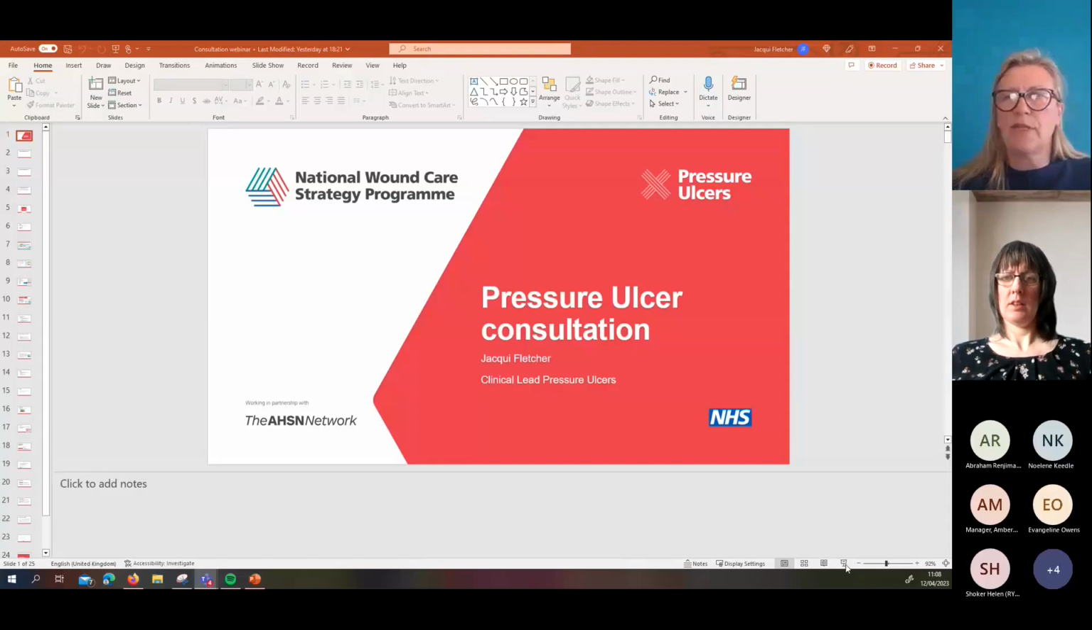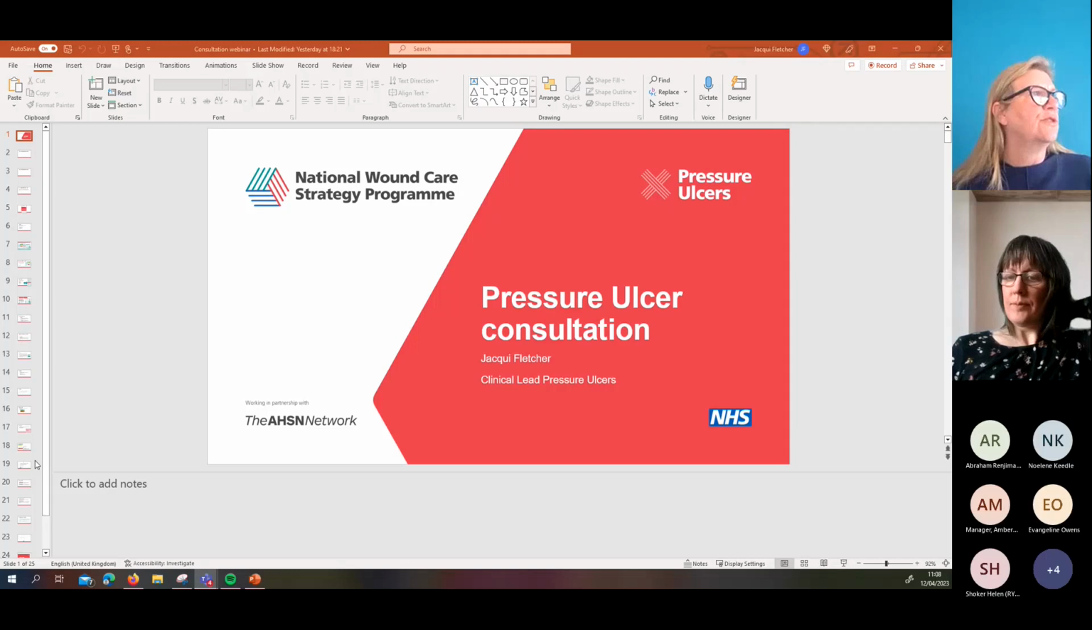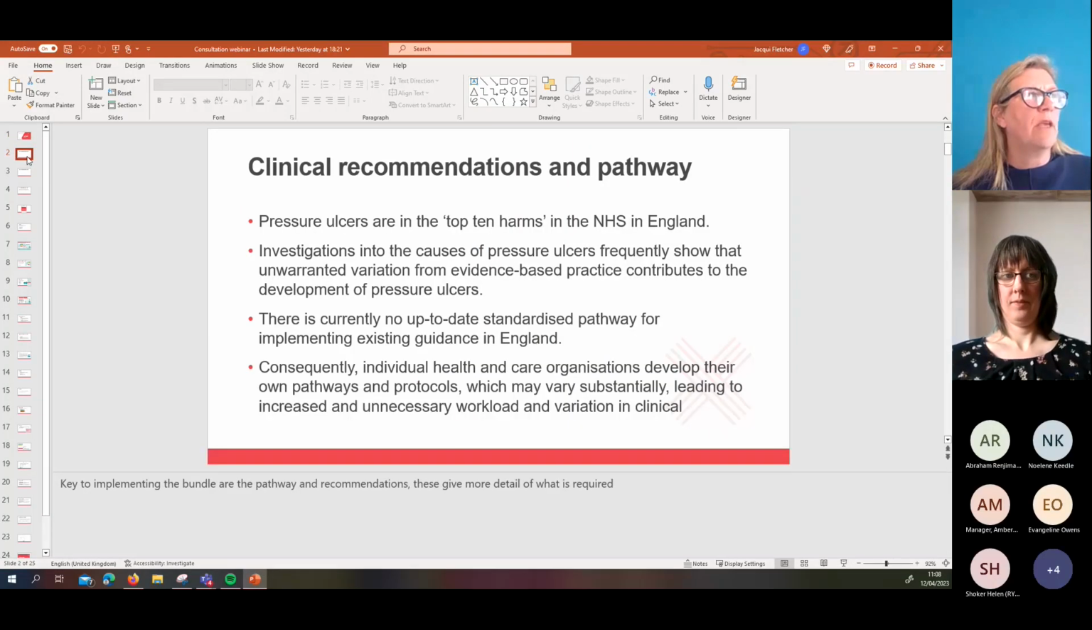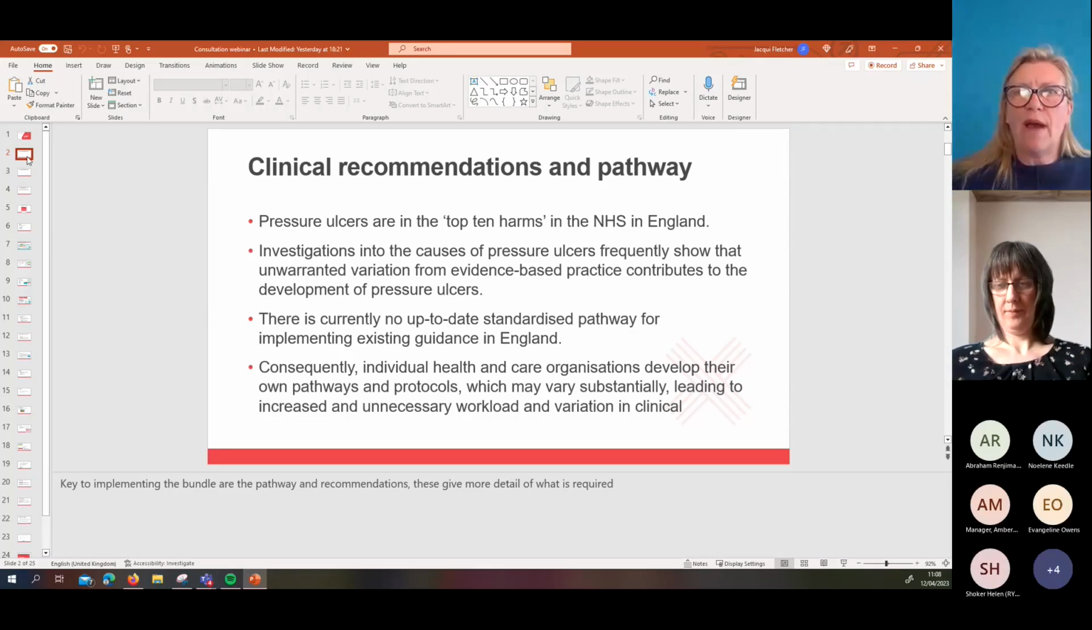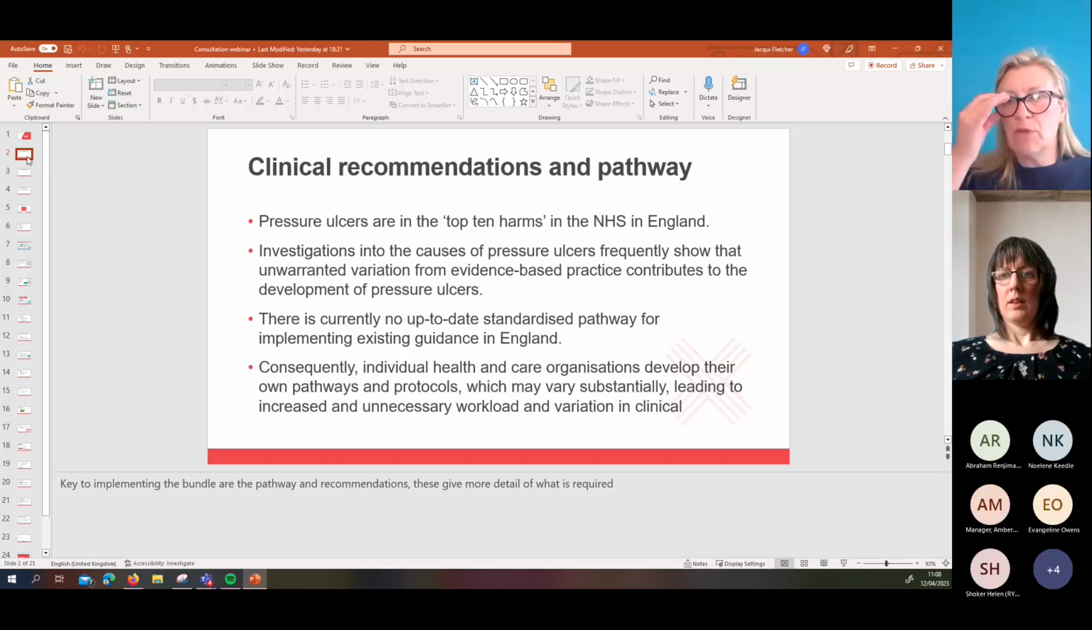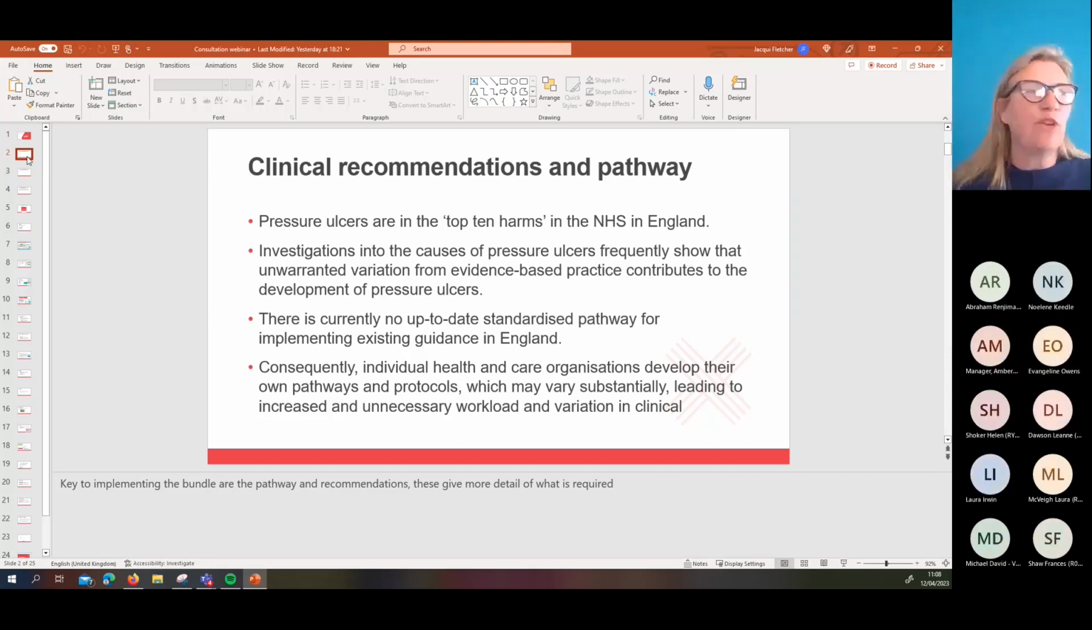Lovely. So hopefully now you can see the PowerPoint and you know that this is going to be about the pressure ulcer consultation. So let me just move the slides on. So I guess you're all very aware of why we're looking at pressure ulcers. They are, as you know, in the top 10 harms reported in the NHS in England. So many of you will be familiar with the incident reporting system that we report pressure ulcers into. And we know that they are one of the most common things that we see within that system of harm.